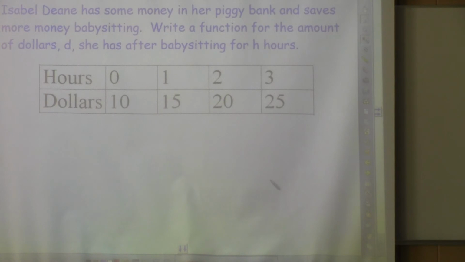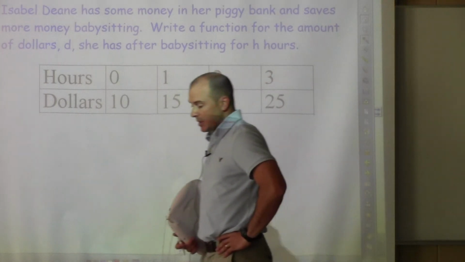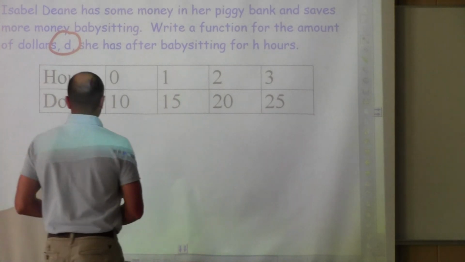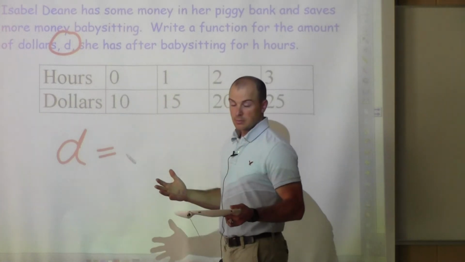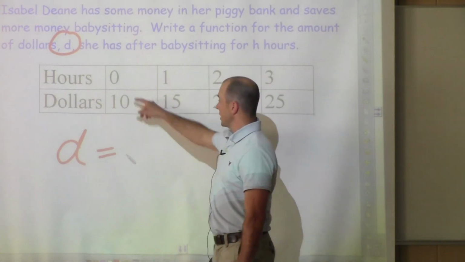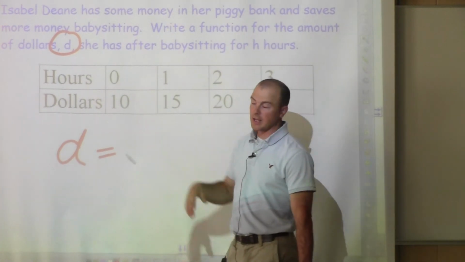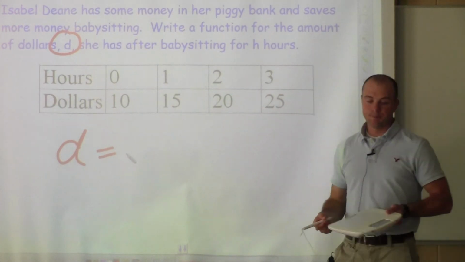So I'll finish off with an example here. Isabel Dean has some money in her piggy bank. You don't have to write this one in your note-taking guide. She's been doing some babysitting. We're supposed to write a function for the amount of dollars she has after babysitting for h hours. So we want a function for dollars. How do I figure out how many dollars she has, based on how many hours she's worked? So you always check for multiplication first, or you check for addition first. Can I quick just say plus 10? Well, no, that doesn't work here. Can I multiply 0 to get 10? No, you can't. So then you have to look for a relationship.